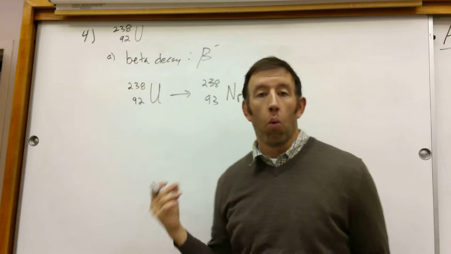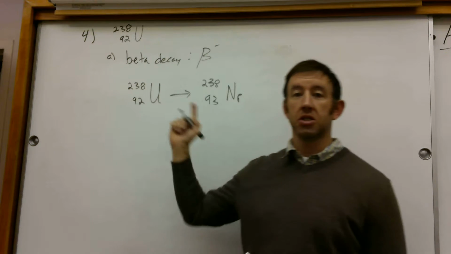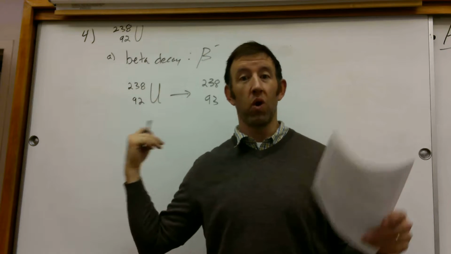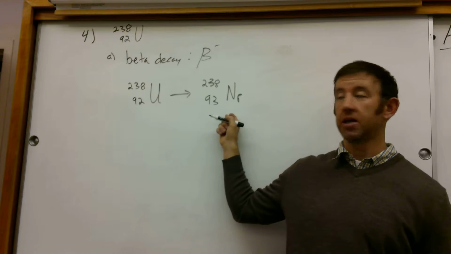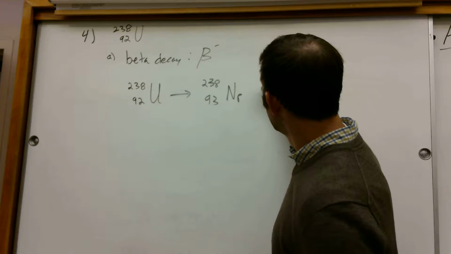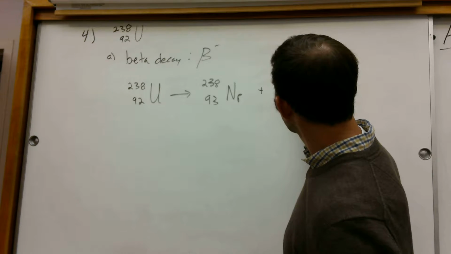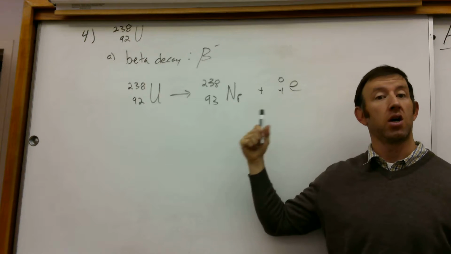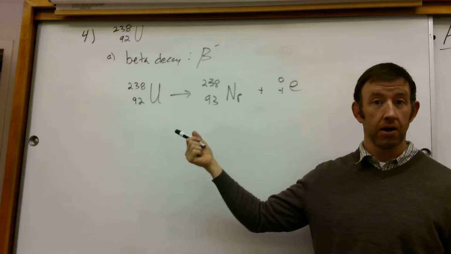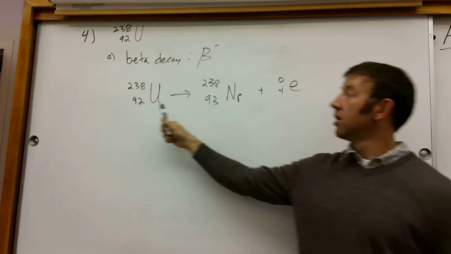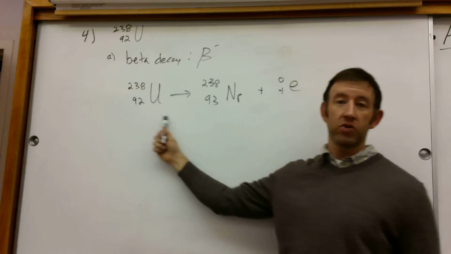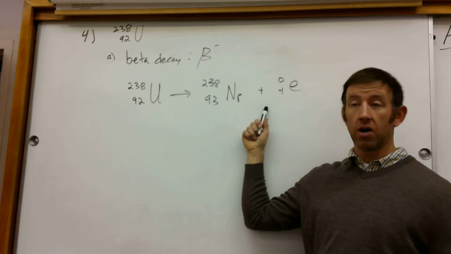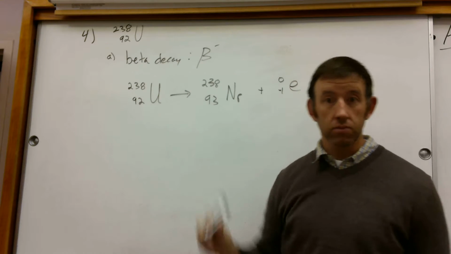Now, what I also have to show in my decay equation is not simply this transmutation. We have to show some conservation of matter here. So what happened to cause this change? In the case of beta decay, we went with 0, minus 1, e. In the lecture, I told you guys to start remembering the symbols for electrons, positrons, and alpha particles. This is the symbol for an electron. So this tells me that uranium-238 transmuted into neptunium-238 by shedding an electron, or through beta decay. So that's how I show that.